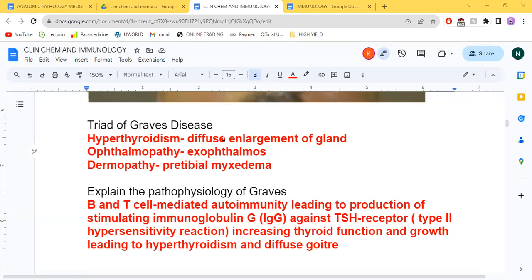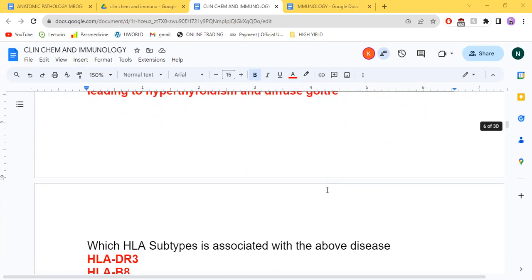Okay, we can just go to the next question. Have we understood the pathophysiology of Graves? Okay, let's just go to the next question. Which HLA subtypes are associated with the above disease? HLA-DR3 and HLA-B8?